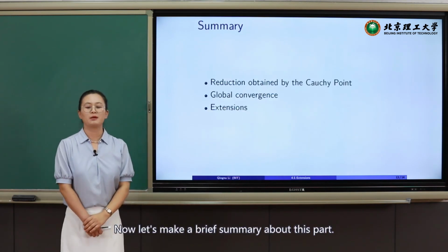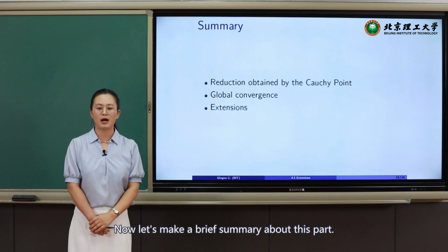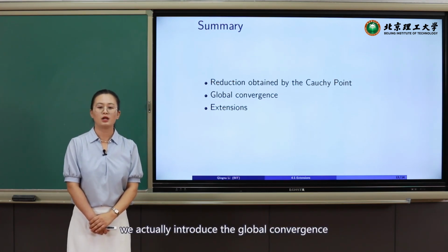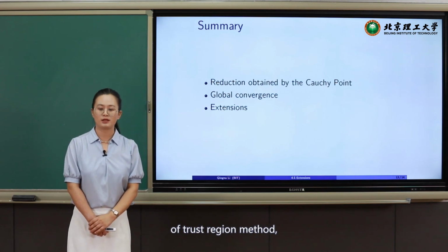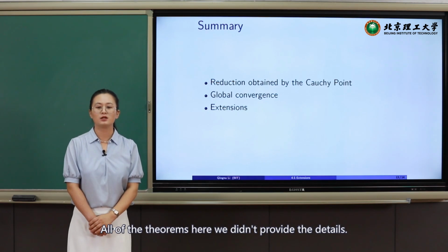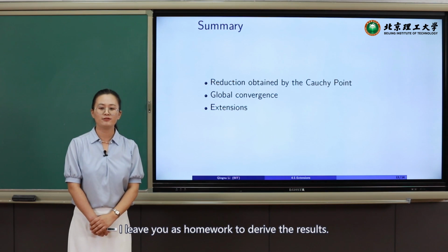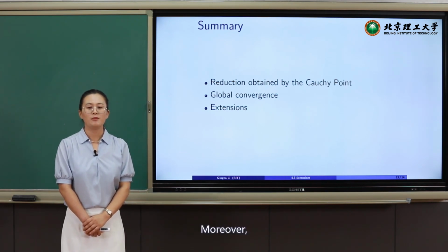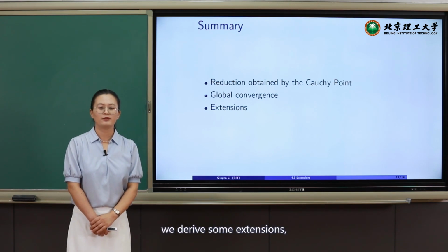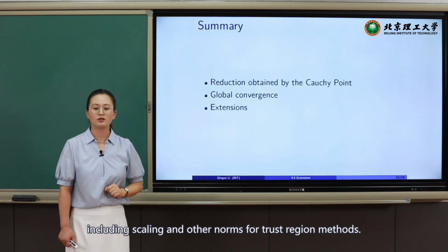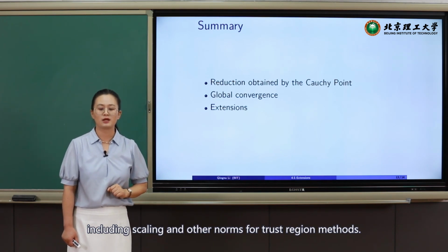So for different real situations, we may define different extensions based on the application algorithms. Now, let's make a brief summary about this part. In this part, we introduced the global convergence of the trust region method as well as its convergence rate. For all of the theorems here, we didn't provide the details. I leave you a homework to derive the results, okay? Moreover, we derived some extensions including scaling and other norms for trust region methods.